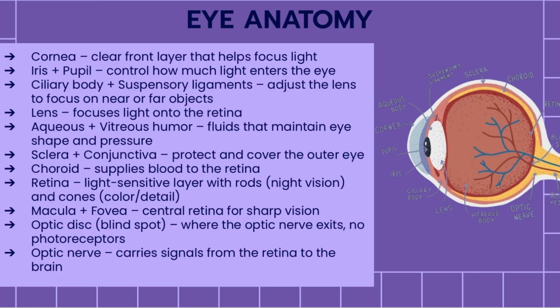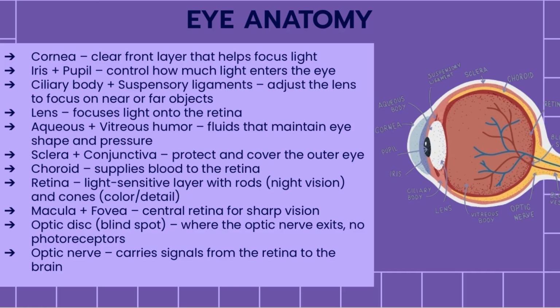Sclera, the tough white outer layer that protects and gives shape to the eyeball. Cornea, the clear front layer of the eye that helps to focus incoming light. Aqueous humor, the clear fluid between the cornea and the lens that maintains pressure and nourishes the cornea and lens. Iris, the colored part of the eye that controls the size of the pupil. And pupil, the central opening in the iris that regulates how much light enters the eye.